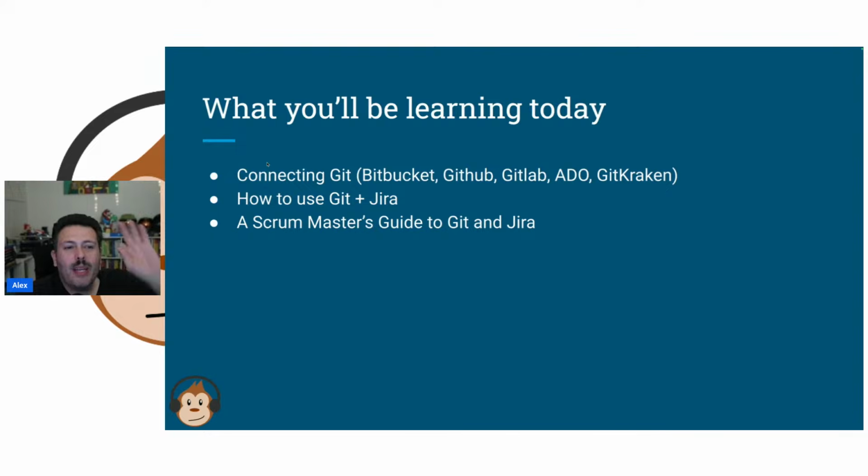All right, so we're going to be covering three major themes. We're going to be connecting Git. I'm going to walk you through all the different options. There's quite a few options, and there's not one Git to rule them all, although I will show you an option here. Not sponsored in this video, but definitely a sponsor of this channel. We'll talk about GitKraken in a few moments. I will talk about how to use Git and Jira, and then a Scrum Master's Guide to Git and Jira.